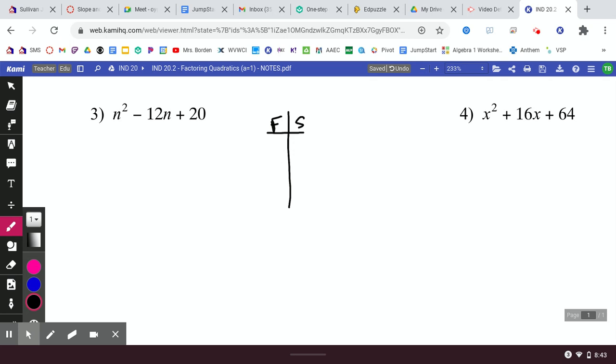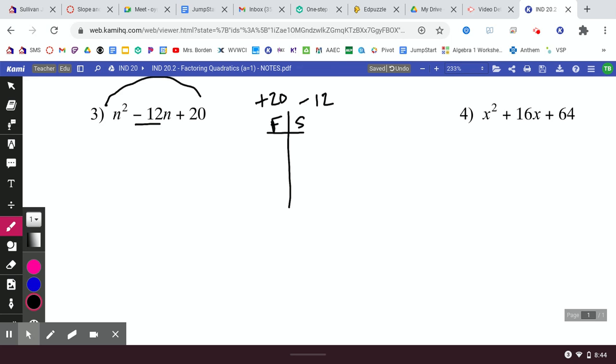Okay. Good. Well, nope, other way around. Flip-flop that. Your factors are the outside. So factor is positive 20. Sum is the center. Try to remember that little memory mnemonic. Sum is center. So sum is negative 12.